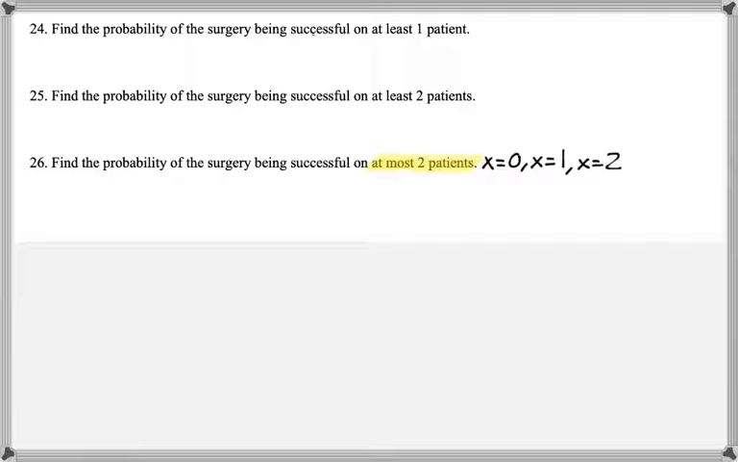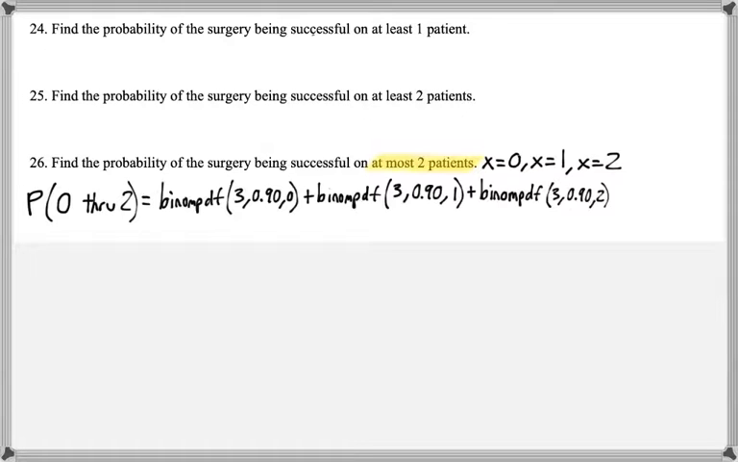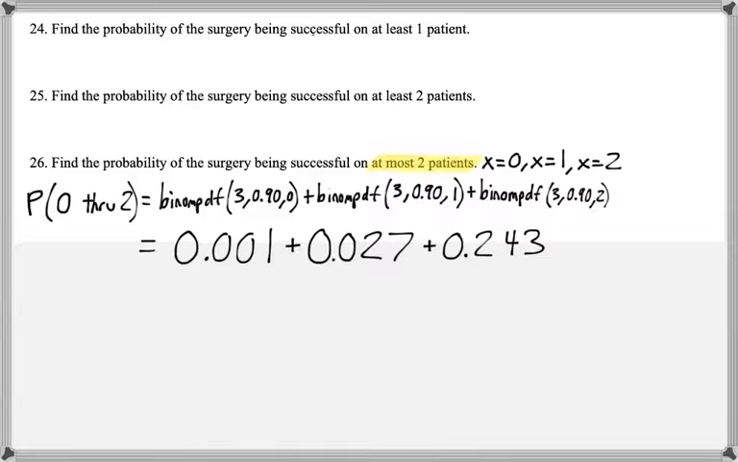So there's a couple ways that we can calculate this. It's the probability that it's 0 through 2. So if you did 3 binomial PDFs, one for the 0, one for the 1, and one for the 2, you'll get 0.001, 0.027, and 0.243. And if you add them up, then you get 0.271.